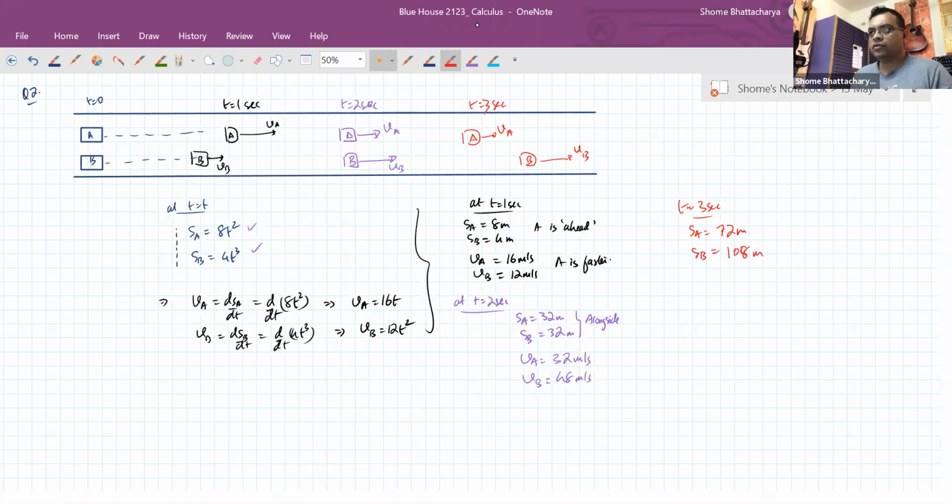What is the doubt? Whereas their velocities at 3 seconds are 16 into 3, that is 48 meters per second for A, but B's is much more. You can see it is 12 into 9, that's 108 meters per second.